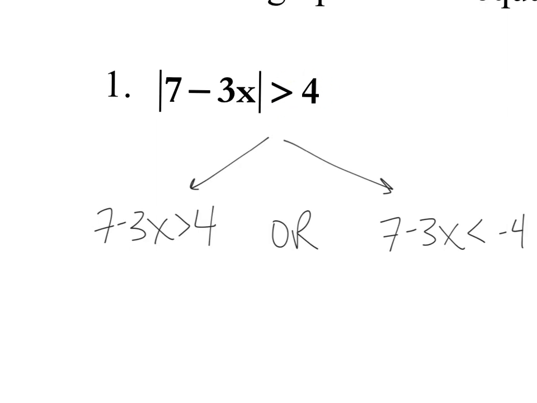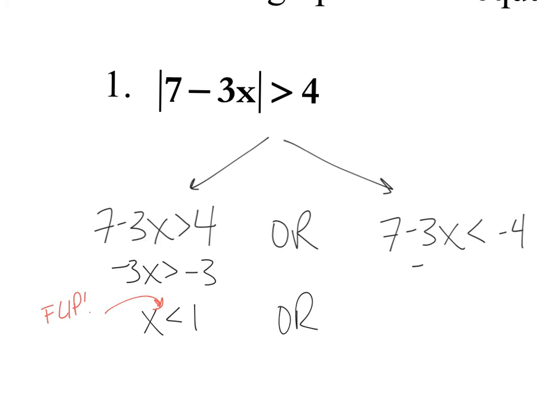Okay, so we're just going to get x by itself here. When I minus the 7 over, I get -3. Don't forget to flip your sign when you divide by a negative. I'm going to write flip, and that's just because I divided by a negative. Okay, so I have x is less than 1, or I also have a different answer over here. -3x is less than -11. Don't forget to flip. x is greater than 11 over 3.